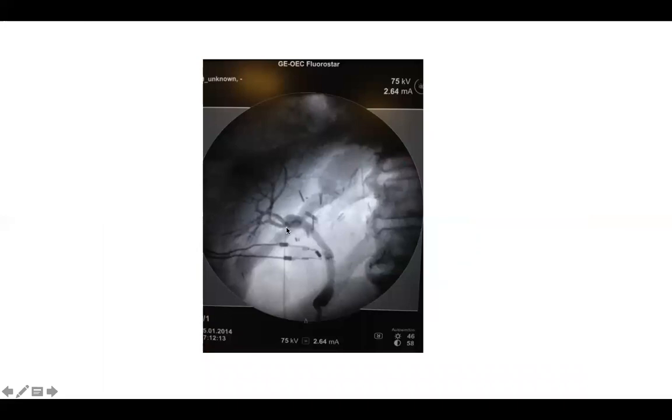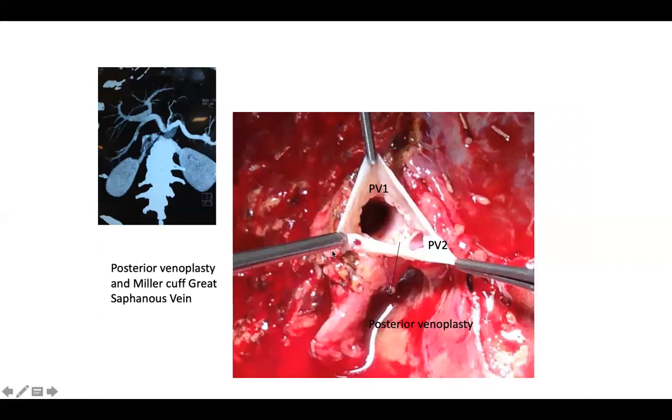This is an intraoperative cholangiogram of the liver transplant to make sure that biliary reconstruction is satisfactory. And this is the same patient with a double portal vein. This is posterior venoplasty and construction of a Miller's cuff to join two portal veins and convert them into one anastomosis for implantation.